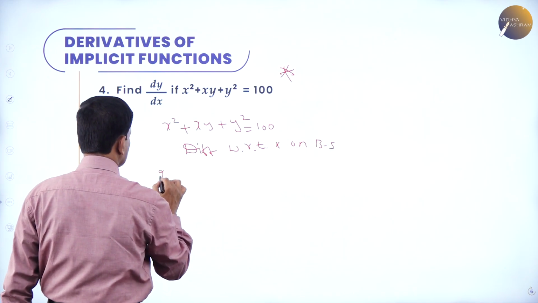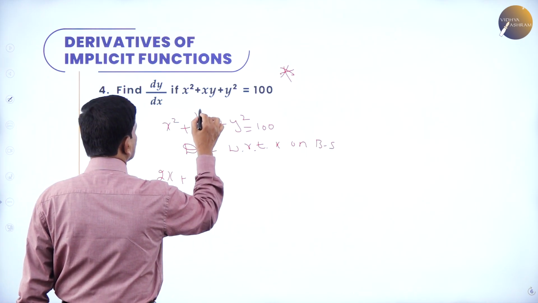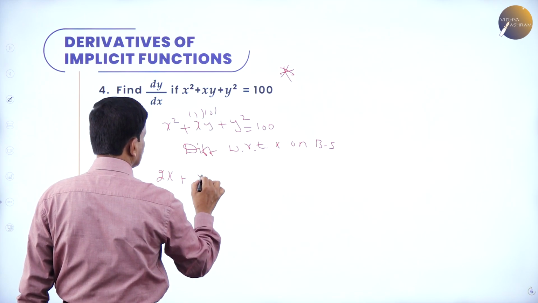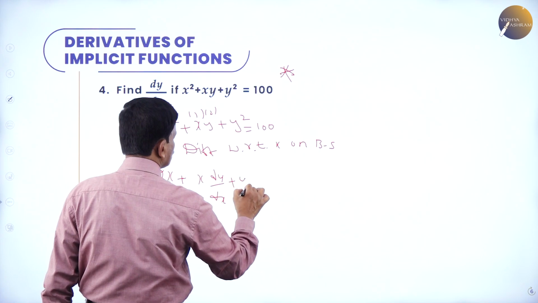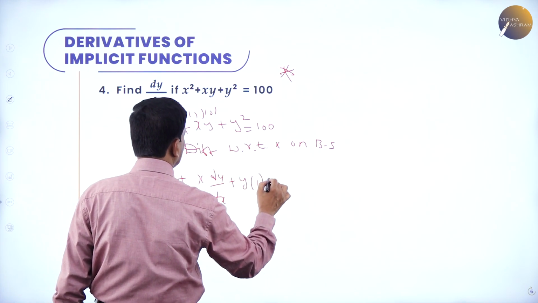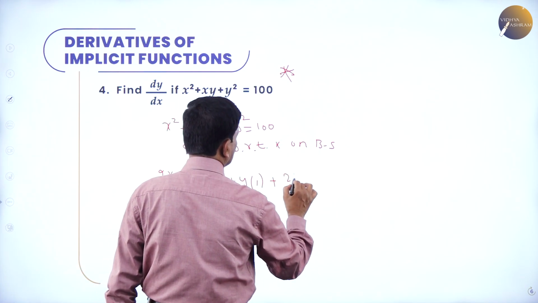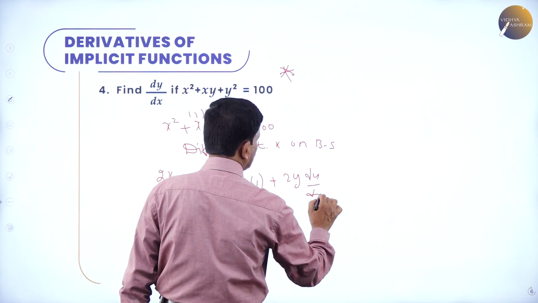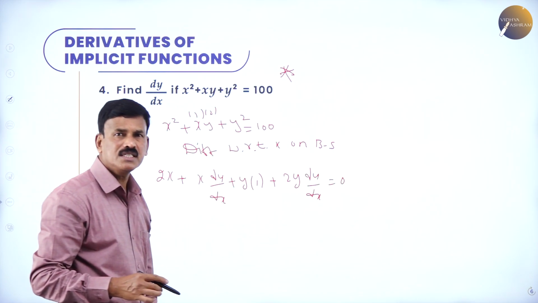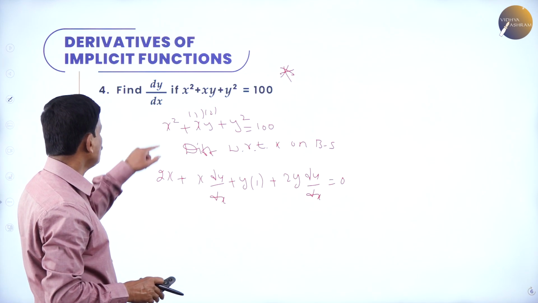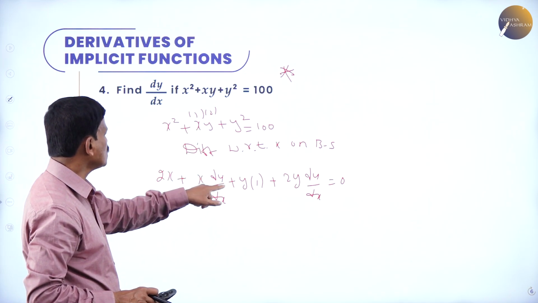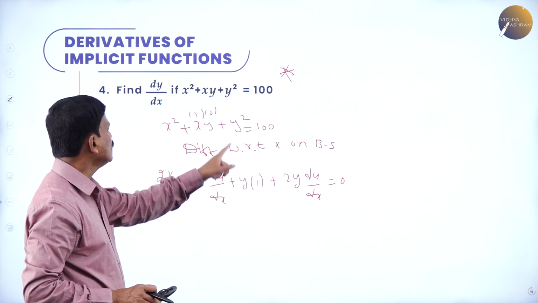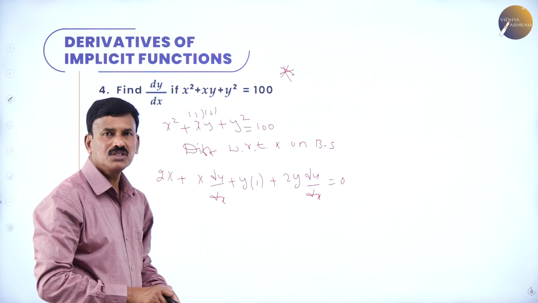So, derivative of x square is 2x. See, this is product rule. First function and second function. x into derivative of y is dy by dx plus y into derivative of x is 1 plus derivative of y square is 2y into dy by dx is equal to derivative of 100 is 0. That's it. See here, derivative of x square is 2x, x into derivative of y is dy by dx plus y into derivative of x is 1 plus derivative of y square is 2y into dy by dx.